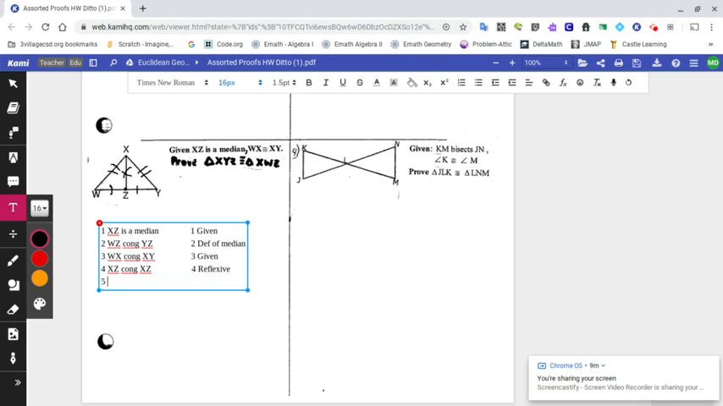And then five, we've got triangle XYZ congruent to triangle XWZ, and we showed that through side, side, side. So at this point, that one should have been pretty straightforward.